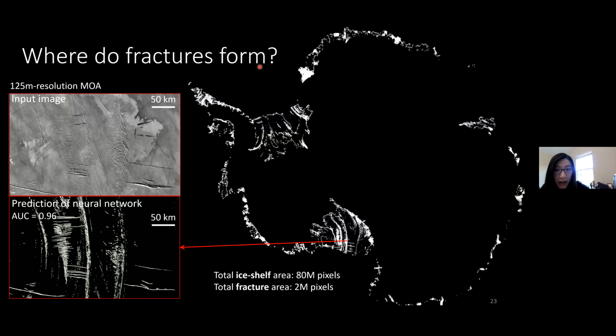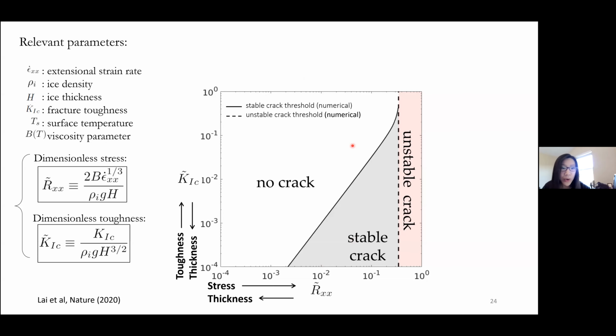Next, I applied this trained neural network to produce a map of fracture locations across the ice shelves. Here, roughly 2 million points out of a total of 80 million pixels of the ice shelf areas are identified as fractures, and it's marked in white color here. So here's another close view example. You can see the neural network does a pretty good job identifying the fracture patterns. And now we can use this fracture location as an observational benchmark to compare with our theoretical predictions. So we recall the prediction of fracture stability.